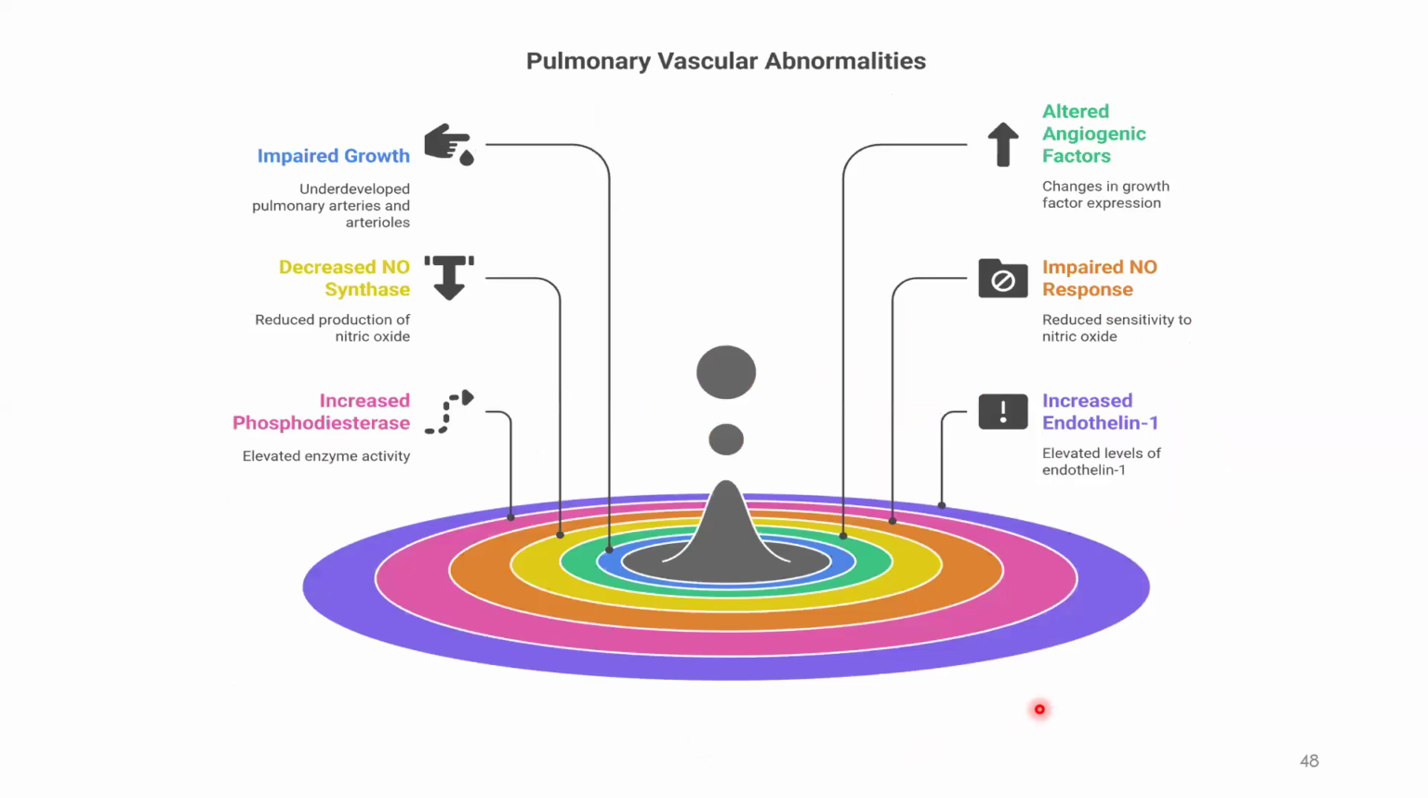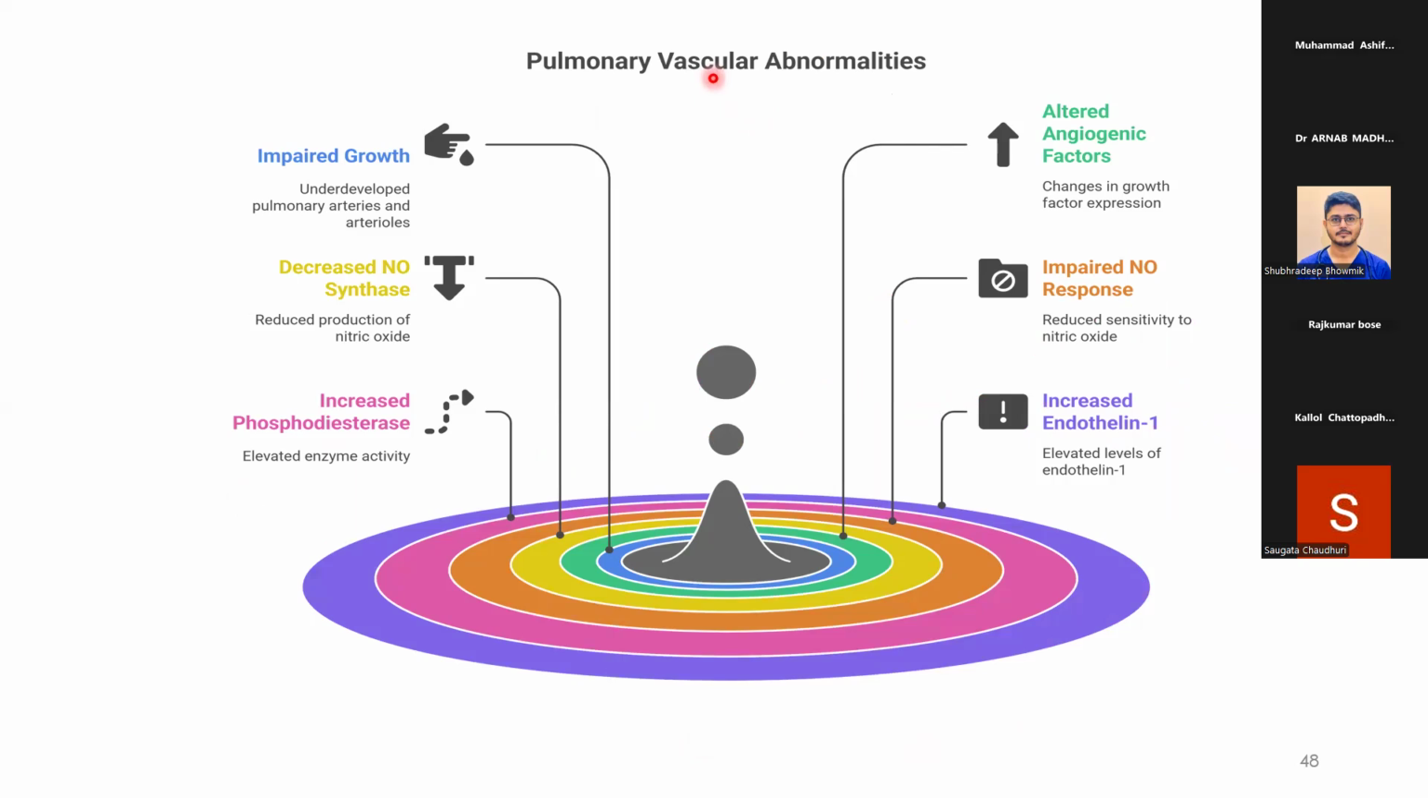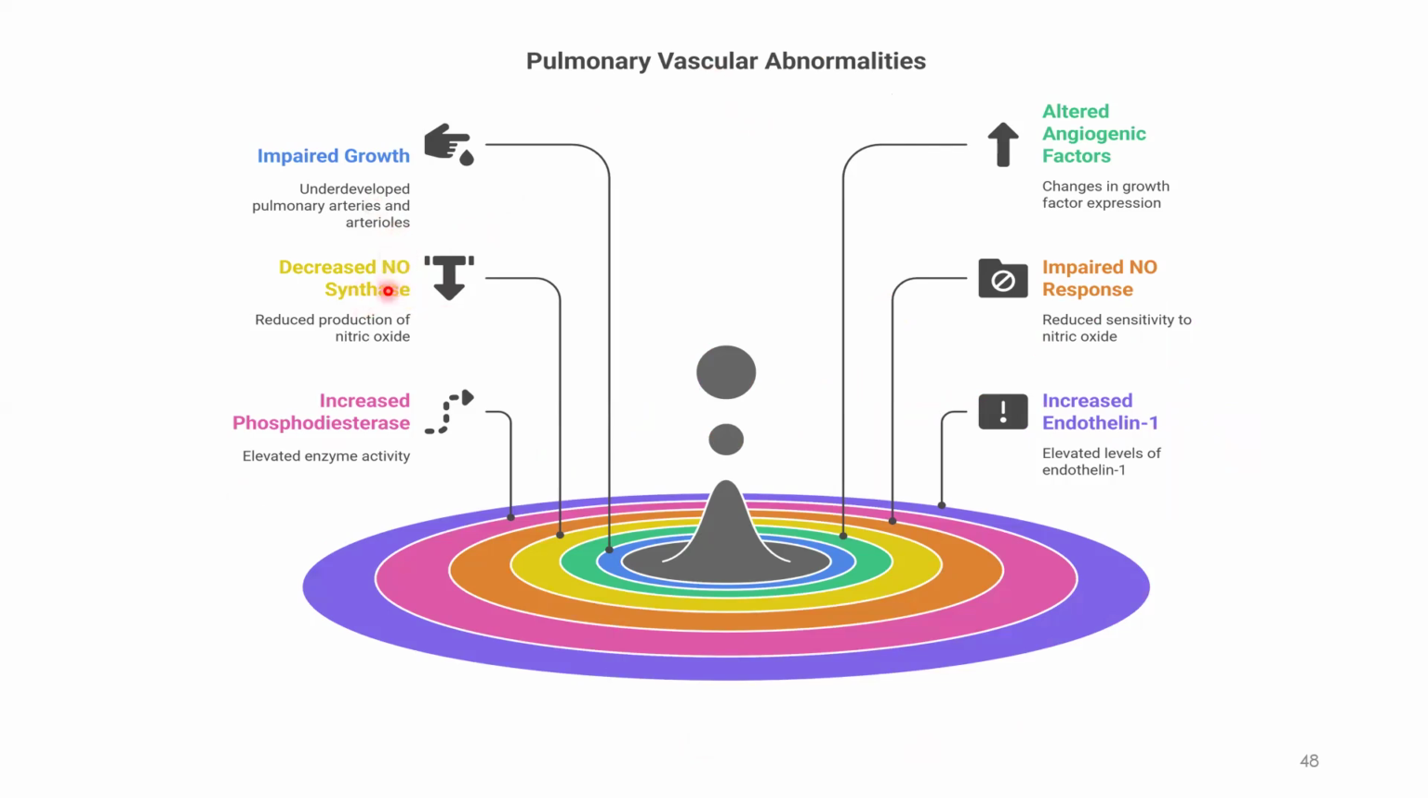The second is pulmonary vascular abnormality. We all know vessel growth is always interlinked with lung growth. If lung growth is impaired, there will be impaired vasculogenesis. So there will be underdevelopment of the pulmonary artery and arterioles, and decreased NO synthesis. NO is the main pulmonary vasodilator.